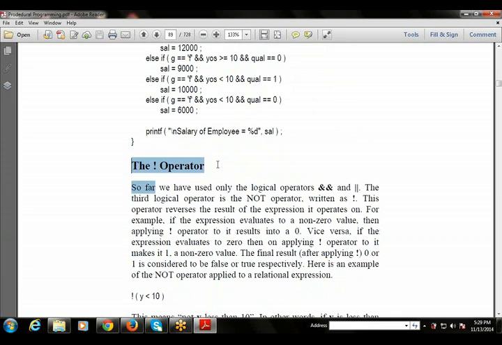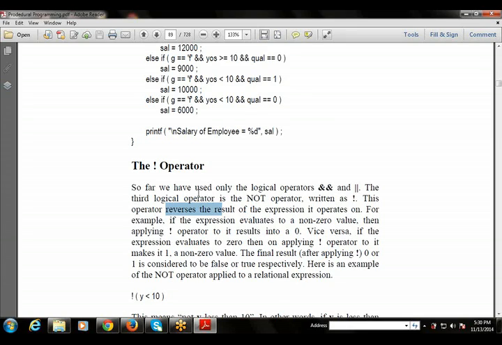Now let's start with the next operator, that is the NOT operator. Till now we have covered AND and OR. Now there is the NOT operator. This operator is denoted by the exclamation mark. This operator reverses the result of the expression. Reverses the result means that if it is true, it becomes false; if it is false, it becomes true. So this reverses the result of the expression it operates on.